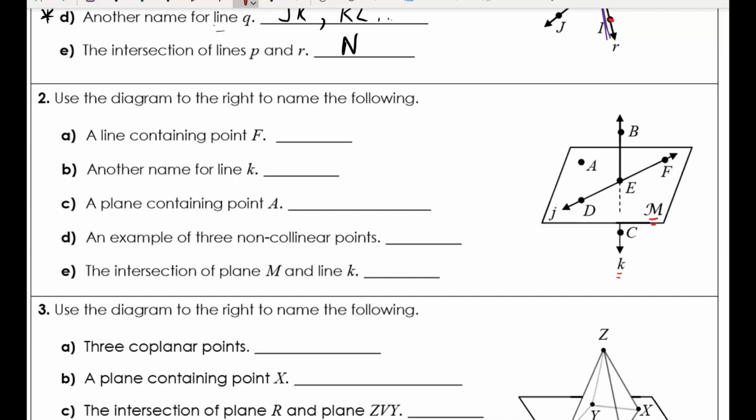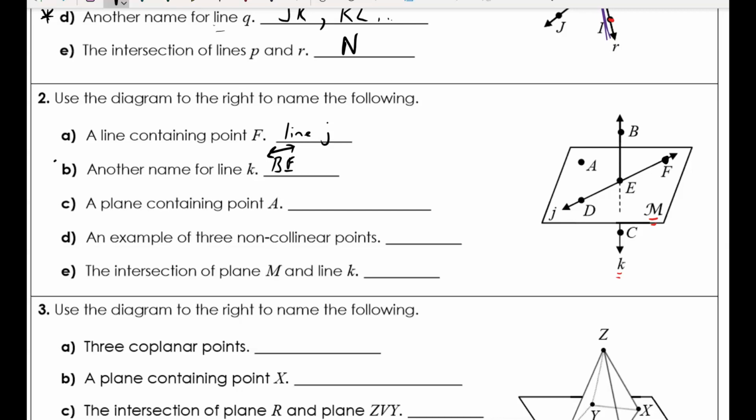A line containing point F. A line containing point F would be, and I'm just going to again emphasize this because we are still at the beginning with the word line, but you really just need to say K. Sorry, J. J is the line that contains point F over here. Another name for line K, well, we could just name it with a couple of points on it. So BE would be a good way to do it. BE with the line notation over it.